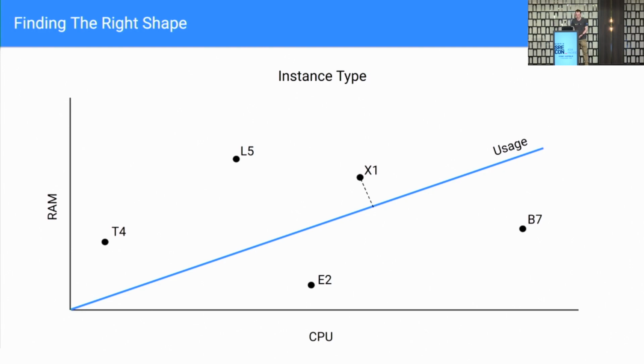So how do we find the right shape? You need to test your service. Test it with varying amounts of load and plot a line showing what the relationship is between your CPU usage and your memory usage as you increase load on your server. Then plot that line against the shapes you have available to you and pick the closest one.